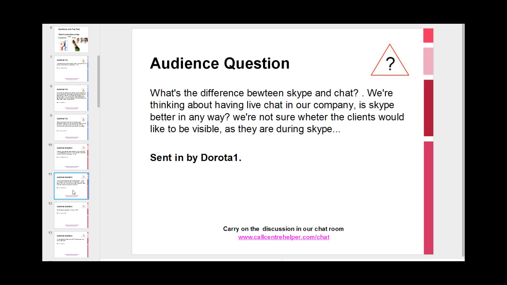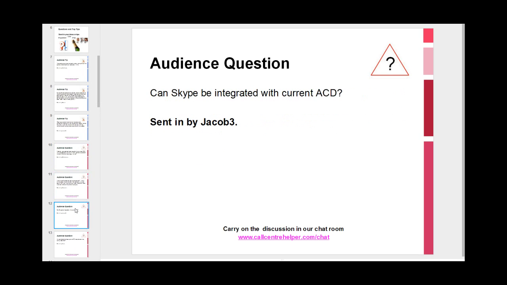Dorota said, what's the difference between Skype and chat? We're thinking about having live chat in our company. Is Skype a better way? And Jacob has also said, can Skype be integrated within the current ACD? That's probably a good technical question, Guillaume, for you. Can you put Skype into your current ACD?